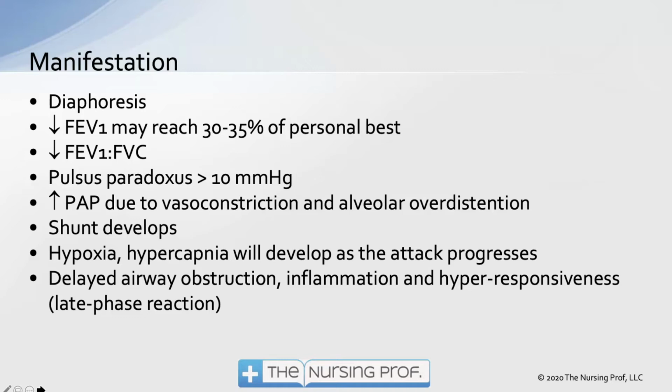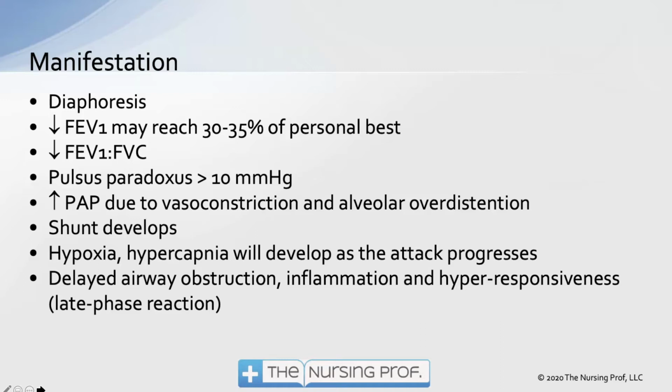We may see a pulsus paradoxus. We've talked about that earlier when we talked about pulmonary emboli, how the blood pressure is changing with the patient's respiration. In this case, it's because we have too much air getting trapped. The patient's getting some air trapping from this asthma, and they're actually getting some positive pressure in the chest. Increase in PAP, if we happen to have a patient who has a Swan-Ganz catheter in place, due to vasoconstriction and alveolar overdistension. Shunts develop. We get hypoxia, hypercapnia as the attack progresses.